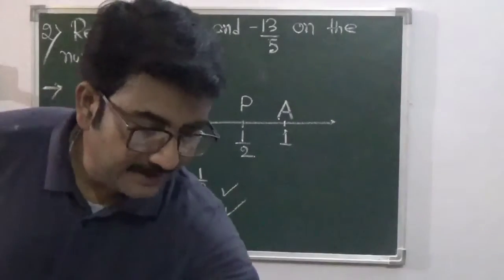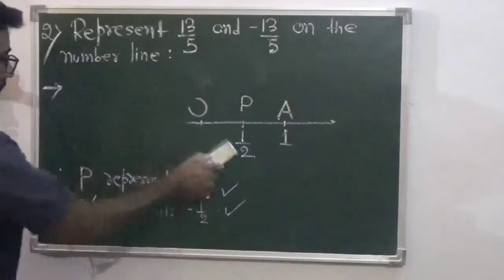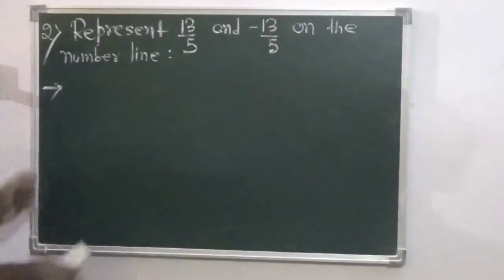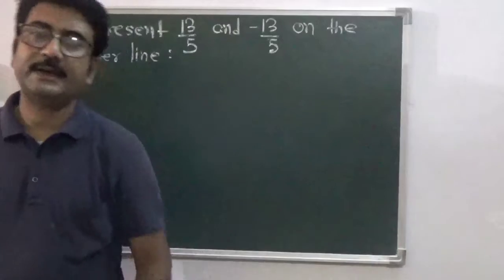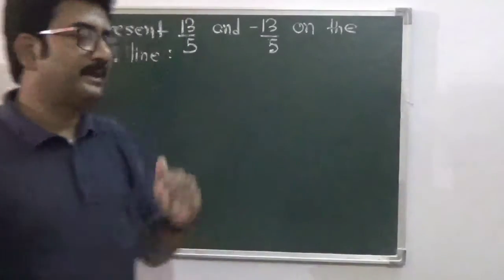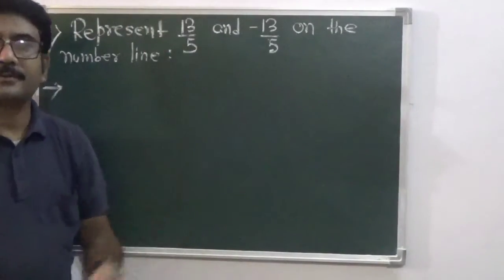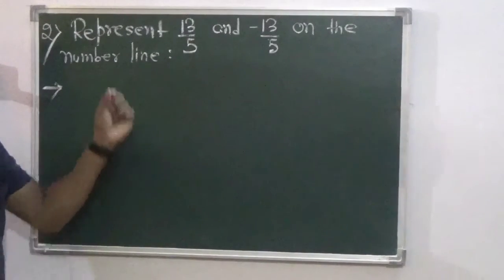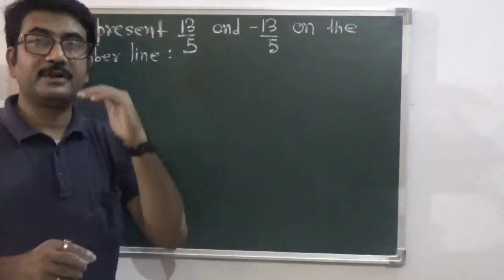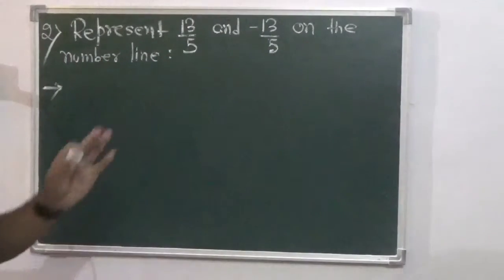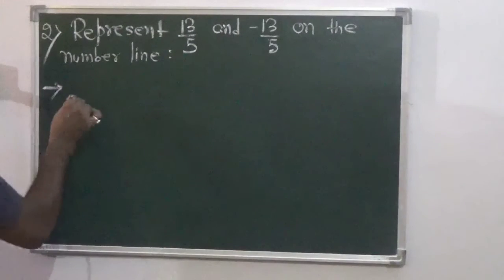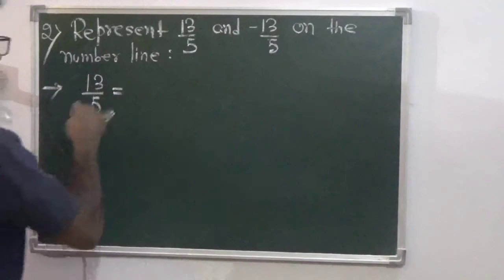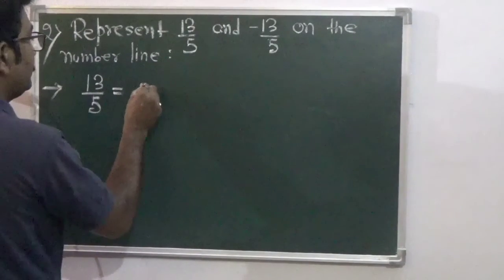So what we have to do is, first of all, we need to look at the fraction, and here it is 13 by 5 and minus 13 by 5. That means we have been given 2 improper fractions to plot. So our criterion is, if we get an improper fraction, we first change it to a mixed fraction. So now what we do, first convert it into a mixed fraction.